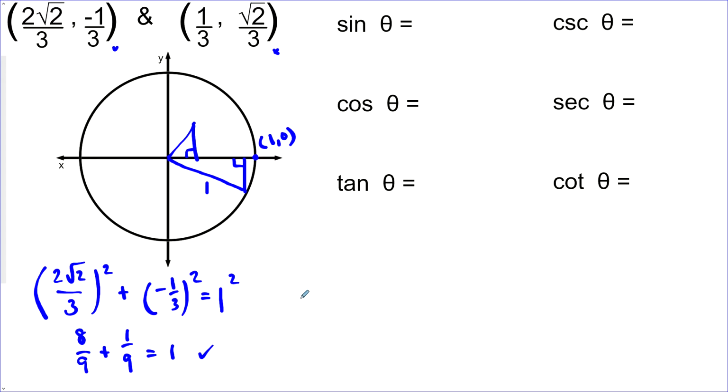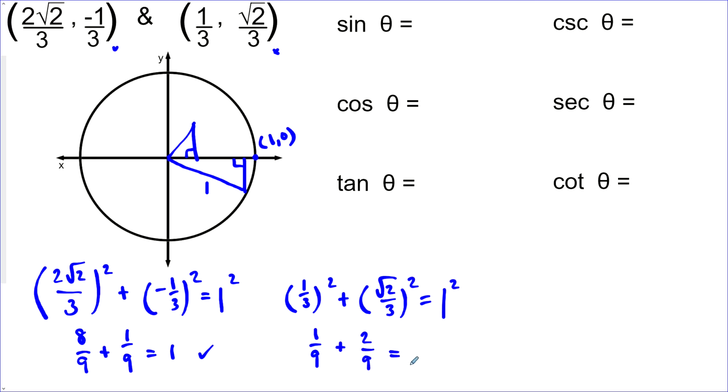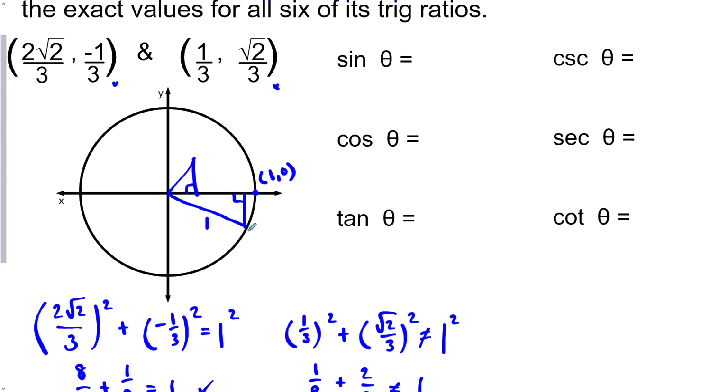The other one, well, let's give it a try. 1/3 squared plus root 2 over 3 squared should equal 1 squared. And this is 1/9. And this is 2/9. So that adds up to 3/9 or 1/3. That does not equal 1. So we know that this one is not on the unit circle, and it doesn't look like it is visually either. So this is our point here, and now we want to find its trig ratios.